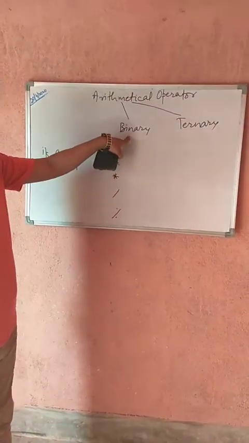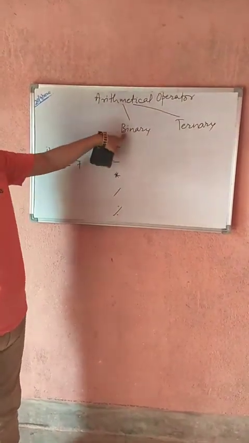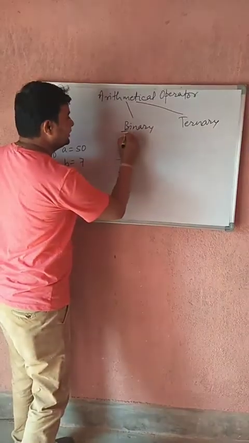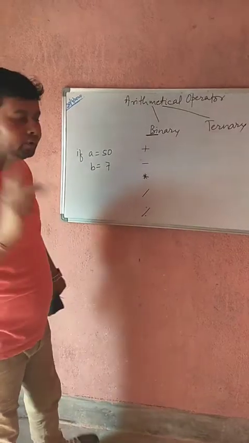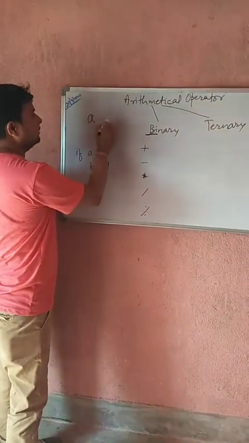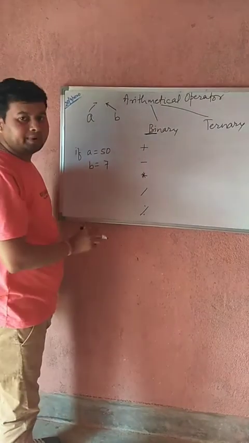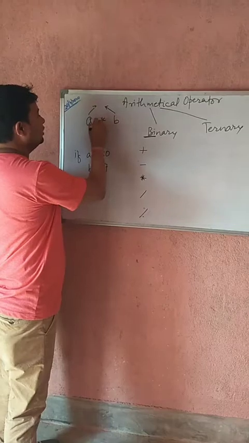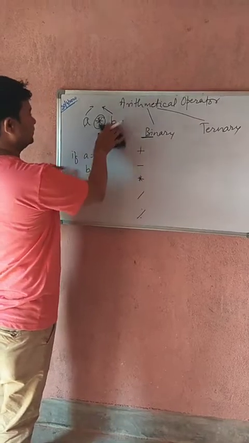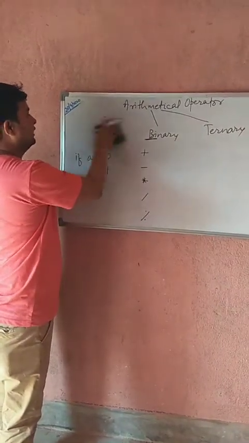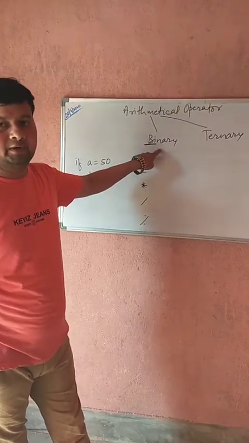Arithmetical operator, second part is binary operator. Arithmetical operator has 3 parts: unary, binary and ternary. This is the second part, binary. Binary means it will always work with 2 operands. How many operands? 2 operands. If you don't remember, then I must tell you these variables or constants are called operands and the symbol is called the operator. So I am talking about these two, maybe variable or constant. It means this binary operator always works with 2 operands.